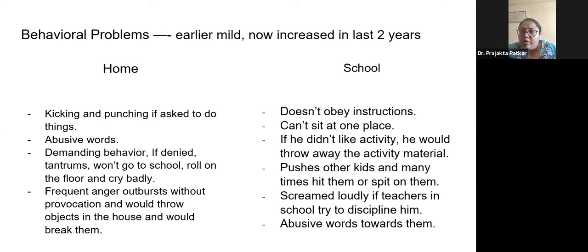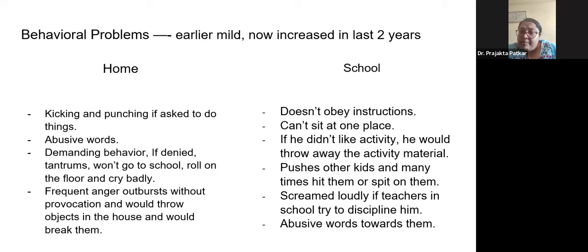He would run, roll on the floor. He would be crying badly, with frequent anger outbursts without provocation, many times, and he would be throwing objects around the home. This was at home, and at school, the teachers often complained that he would never obey instructions.